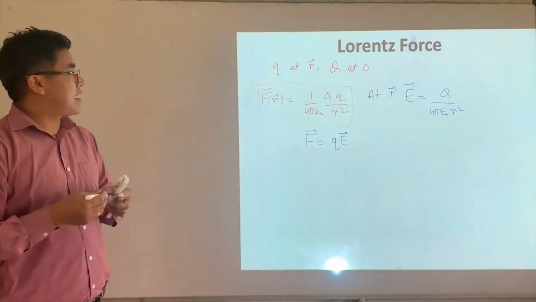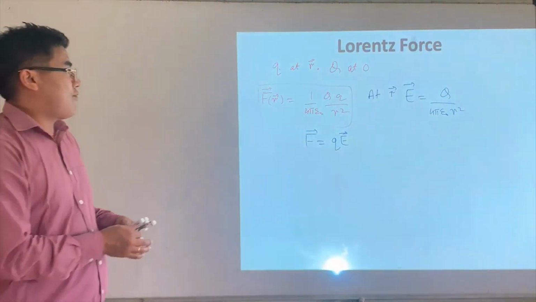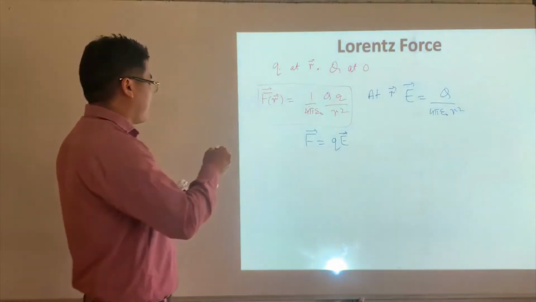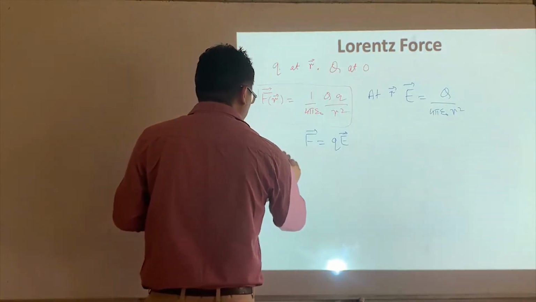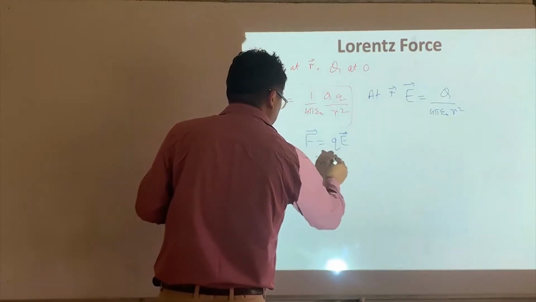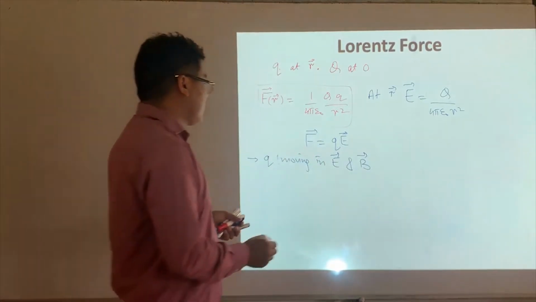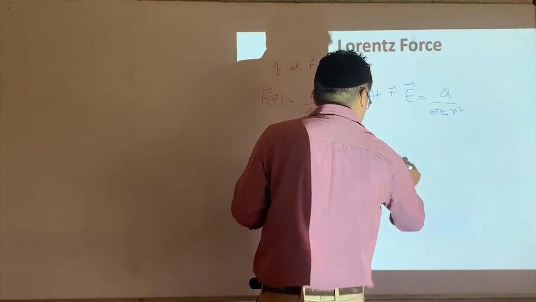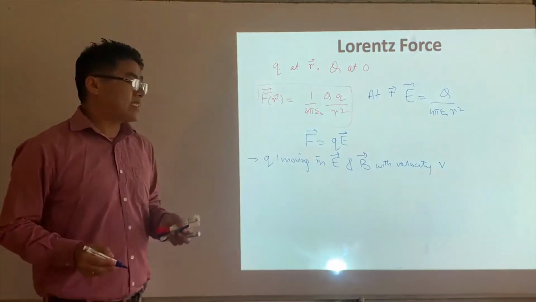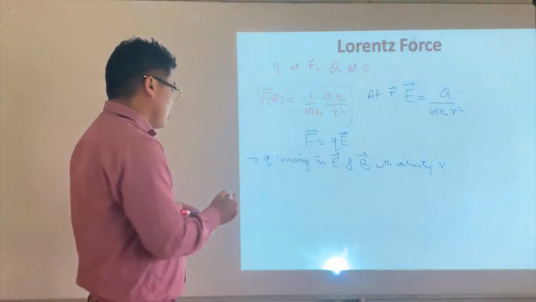This is for electrostatics. Now what I'm going to do is, if I have a charge Q moving in an electric field E and magnetic field B with velocity V, then I say that this moving charge experiences both electric force as well as magnetic force.